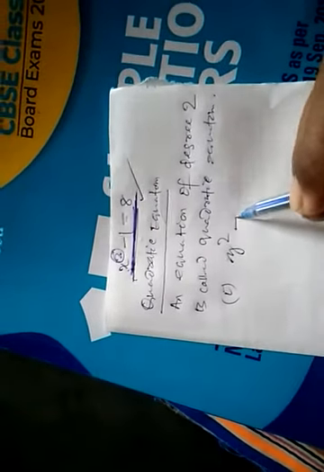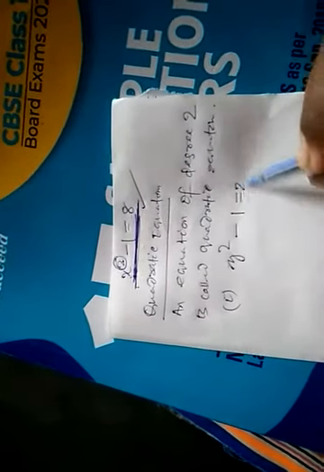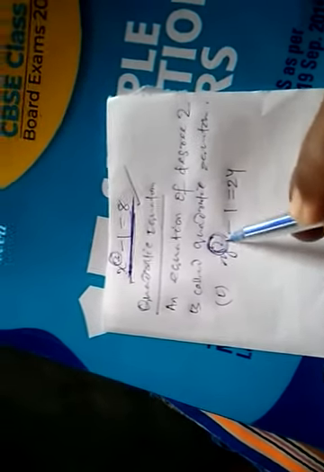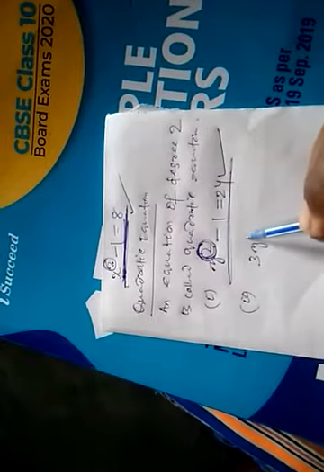For example, y square minus 1 equals 24. Here the exponent is 2, so the degree is 2. So that's called a quadratic equation. Similarly, 3y square plus 5 equals 8 is also a quadratic equation.